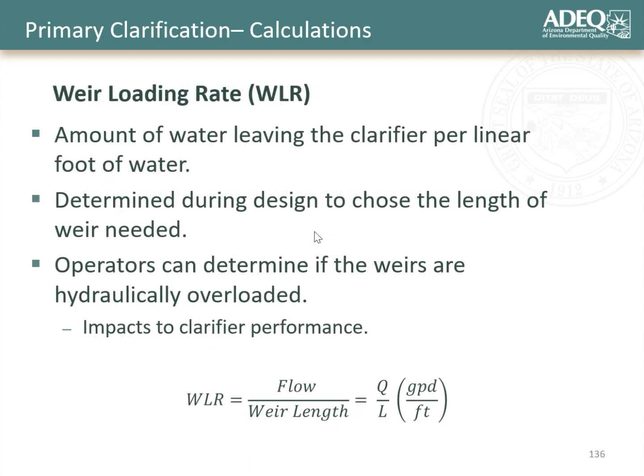Another important factor is the weir loading rate for a clarifier. This is the amount of water leaving the clarifier per linear foot of weir. This design is used to determine the length of weir needed for a system because you don't want the loading rate too high on the weir, because then you may have too high of a head loss associated with that. So operators can determine if the weirs are hydraulically overloaded by using the weir loading rate equation, which is the flow in gallons per day, in this example, divided by the weir length, which is in feet.